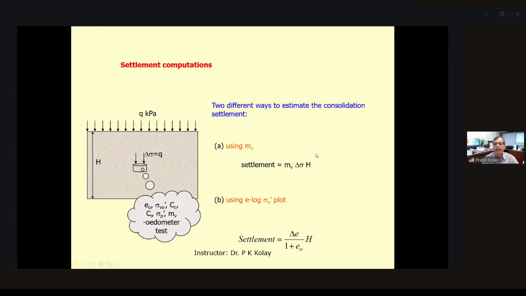For settlement, if you know mv, the coefficient of volume compressibility, and you know the pressure change and the height of the clay, you can find the settlement. You can also calculate it from the change in void ratio divided by the original void ratio, and if you know the height, you can calculate the settlement.